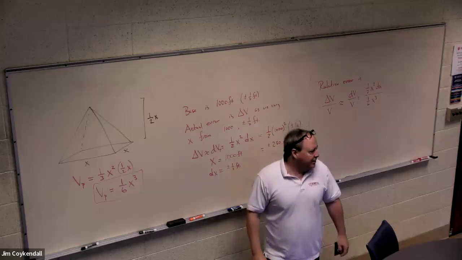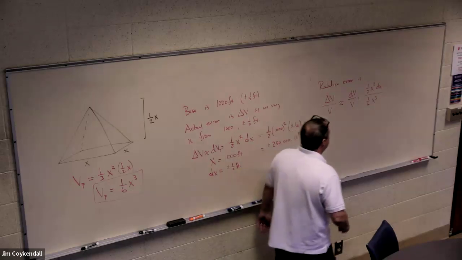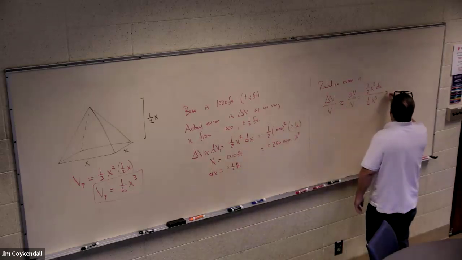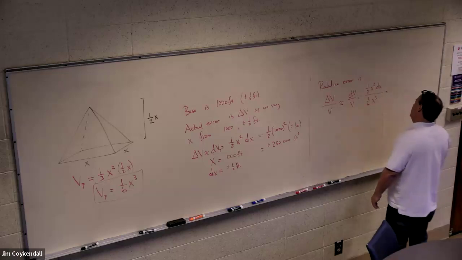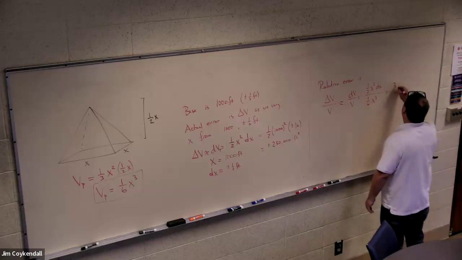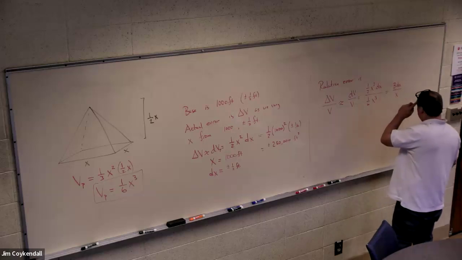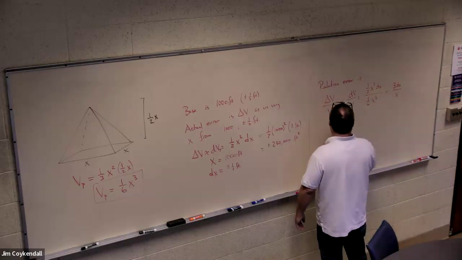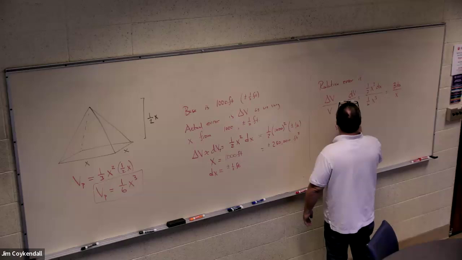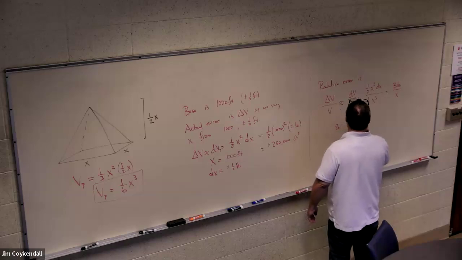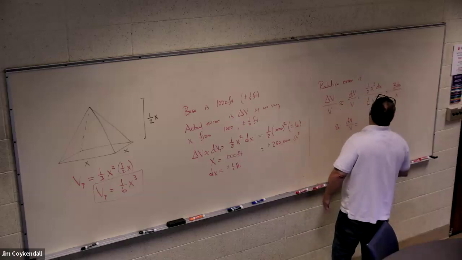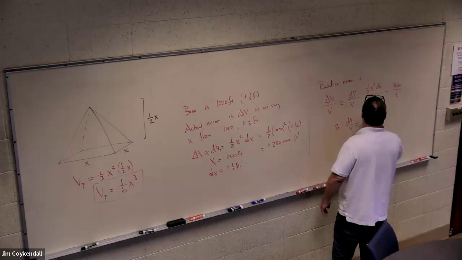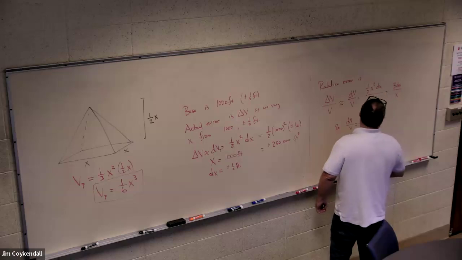Notice I didn't put any numbers in. This becomes 3 dx over x. So this is about, and I'll just take the plus version of this, 3 times 1/2 over 1,000.